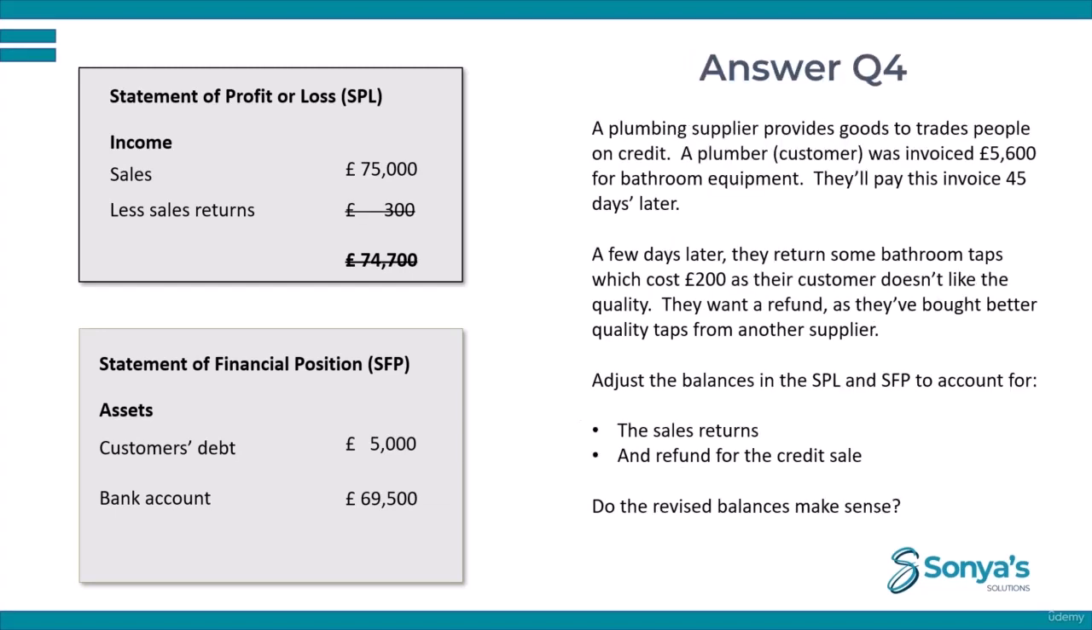The return is recorded in the sales returns account. So the total for sales returns increases to £500. The revised sales figure for the statement of profit or loss is now £74,500. The business invoiced the customer for the taps, so the debt is in the customer's debt account. It needs removing. Customers now owe £4,800.